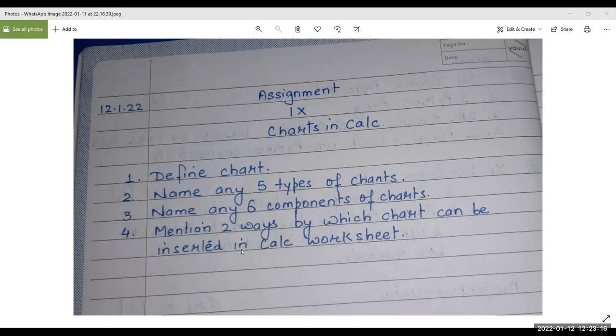So you will write all these four question answers in your fair notebook and you will send me the PDFs by tomorrow. Okay. Now next we will continue with the topic that we were doing yesterday.